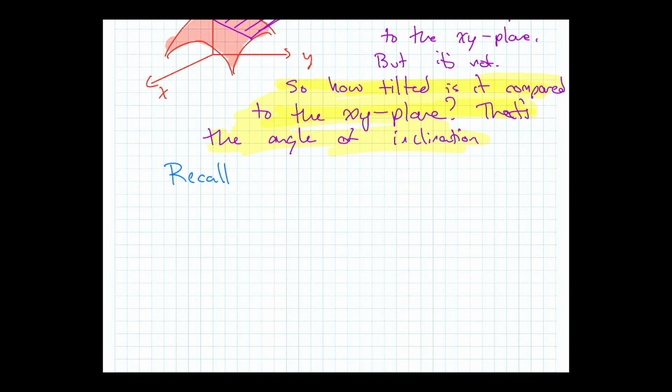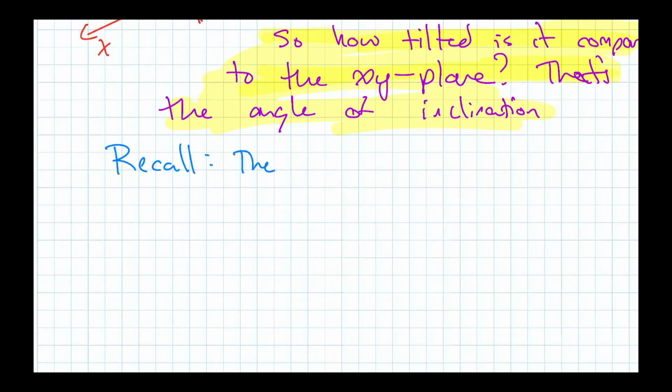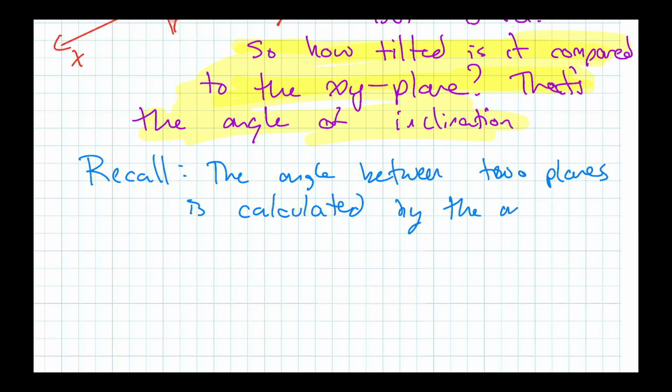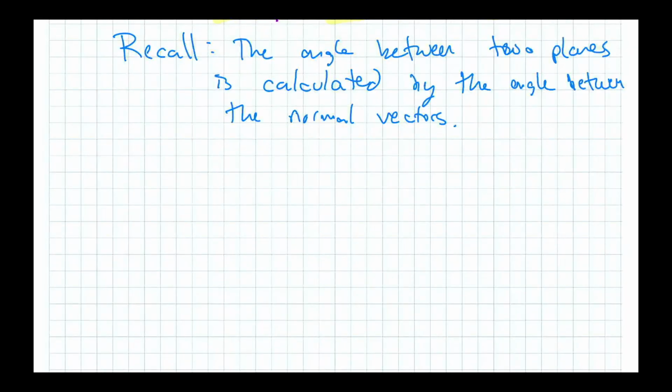So recall, the angle between two planes is calculated by the angle between their normal vectors. Right? And let's see if I can draw this. I don't know if I can. We're going to try it. Oh, already failed.